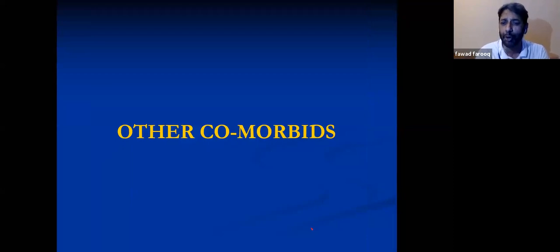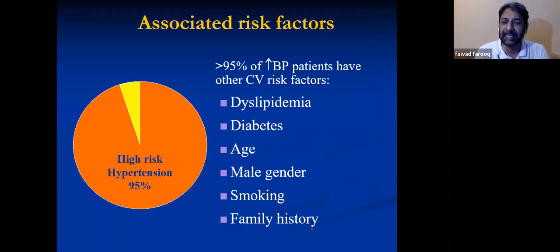Then other comorbidities. It has been seen that 95% of the time a hypertensive patient has one of these with him: age, dyslipidemia, diabetes, smoking, family history. So you have to judge all of these things. Because that particular person which I presented in front of you right at the beginning, a 50-year-old male with high blood pressure, you have to judge whether he's hypertensive or dyslipidemic as well.